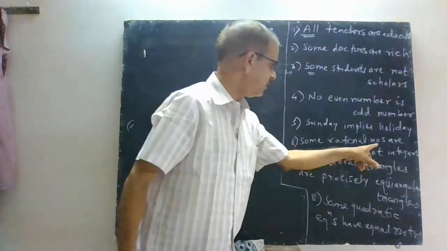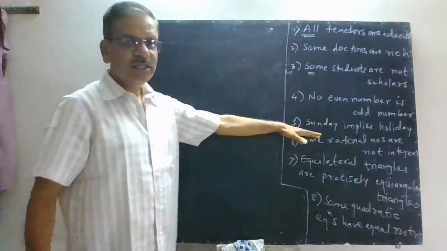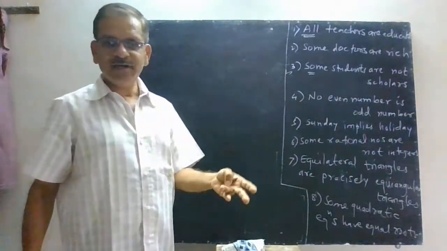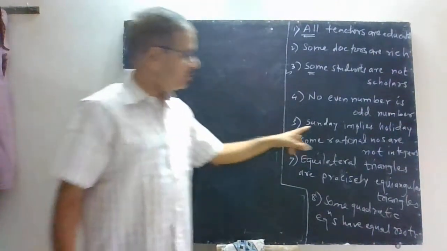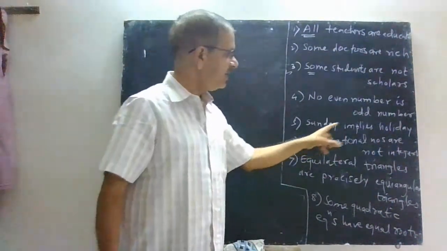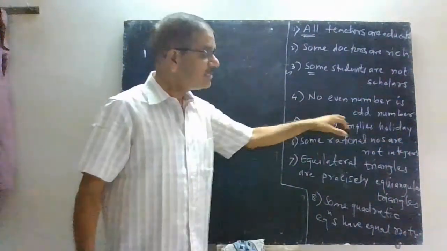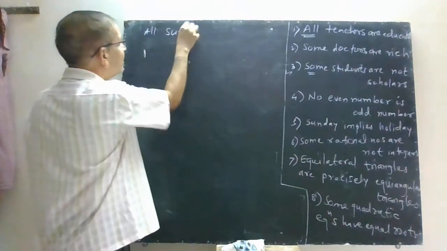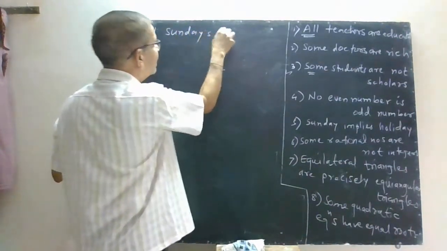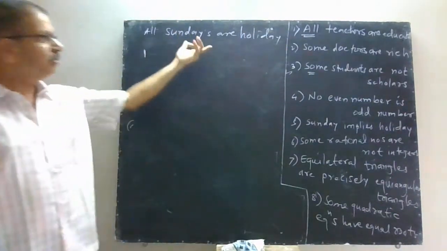One more is there. Sunday implies holiday. See, in this one you don't have all, some, or no, but you have to understand what is the meaning of this one. Sunday implies holiday. The meaning of this statement is all Sundays are holidays. Actually the statement is all Sundays are holidays.